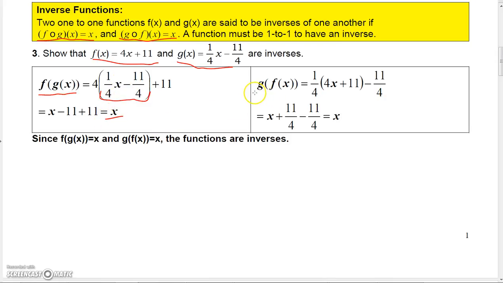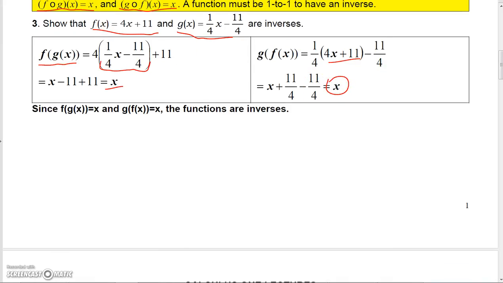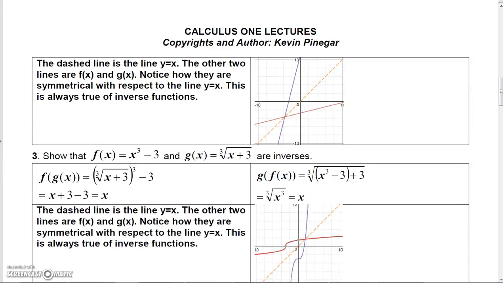Or if you do the other way, say you take the g function 1/4 x minus 11/4 and you replace x with the f function 4x plus 11, and then you simplify that, you're going to get x. So that basically proves that those two one-to-one functions are inverses of one another.